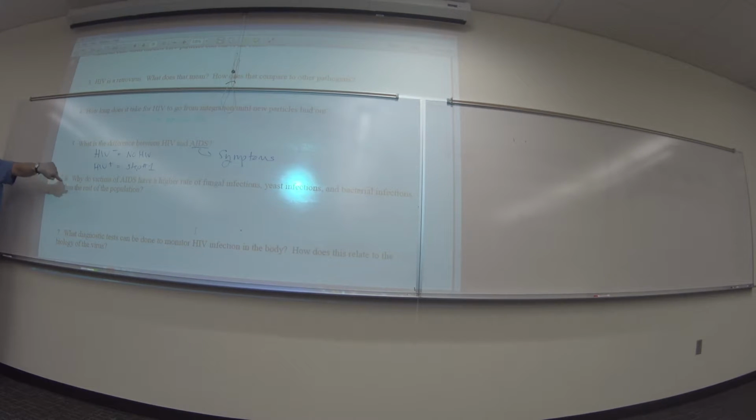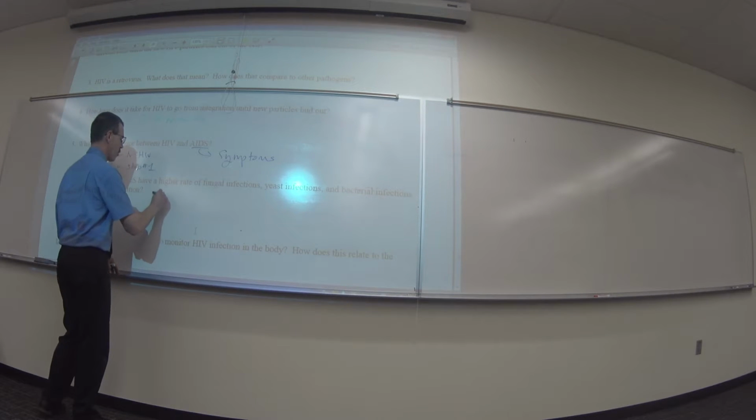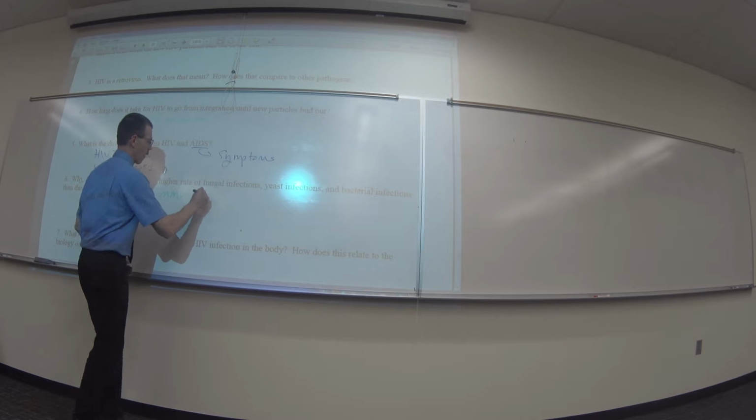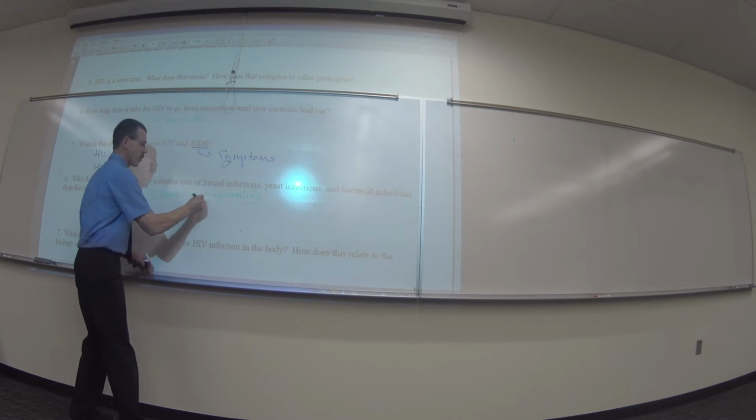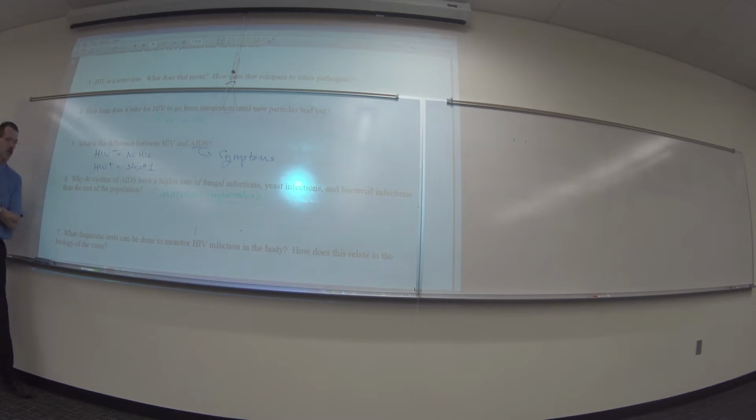But here's the magic question, number 6. Why do people with AIDS have these wacky infections that none of the rest of you ever have? They have a deficient immune system. All right, they're immunocompromised. Okay, that's a word you're going to know, medical terminology, folks. Immunocompromised means what?